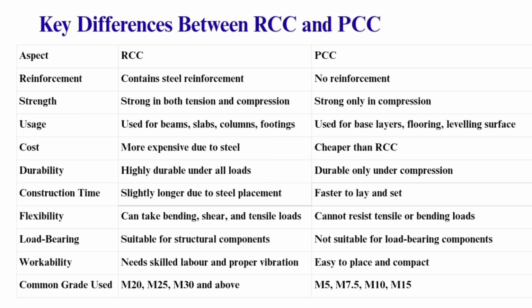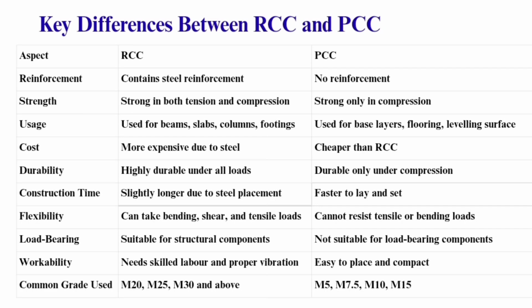Then regarding usage, RCC is used for beams, slabs, columns and footings, like structural members, and PCC is used for base layers, floorings, leveling surfaces, etc. Then regarding cost, RCC is more expensive due to the use of steel in it, and PCC is cheaper as compared to RCC. Then considering durability, RCC is highly durable under all loads, but PCC is durable only under compression.